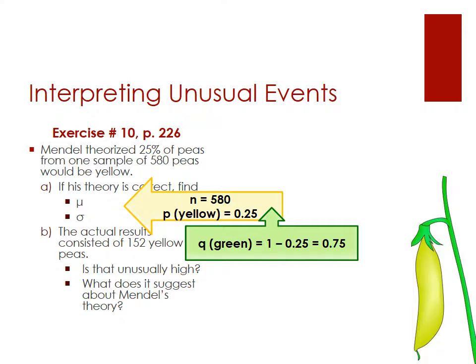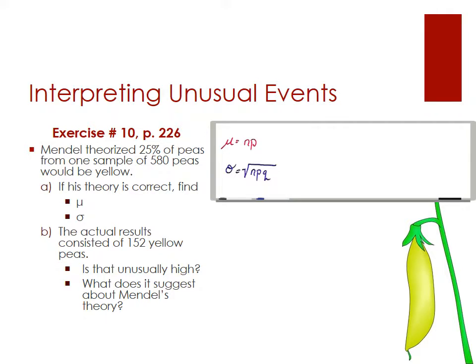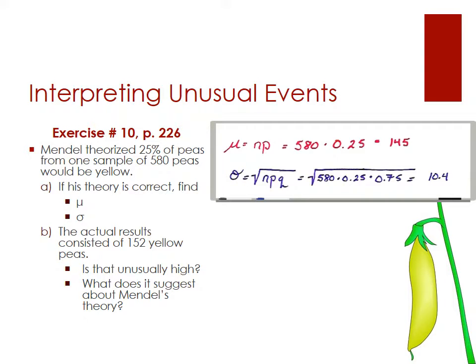So now take a moment here, again, pause the video and plug these into the formulas for calculating both your mean and your standard deviation for this binomial. And then when you have that done, turn the video back on and we'll check it together. Alright, so you'll be using these formulas here. So your mu is n times p and my standard deviation is the square root of n times p times q. And so we plug our numbers into that. Here's what we get. So our mean is going to be 145 and our standard deviation is going to be 10.4.